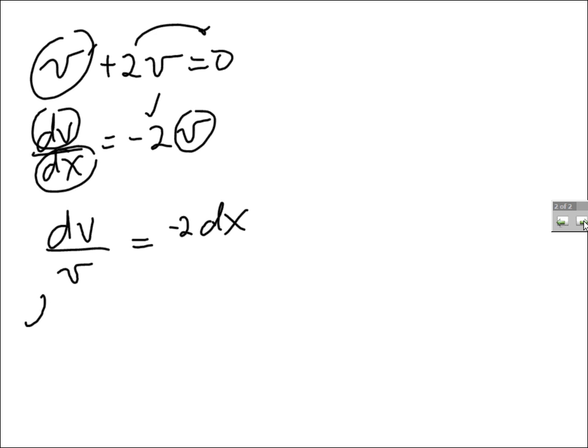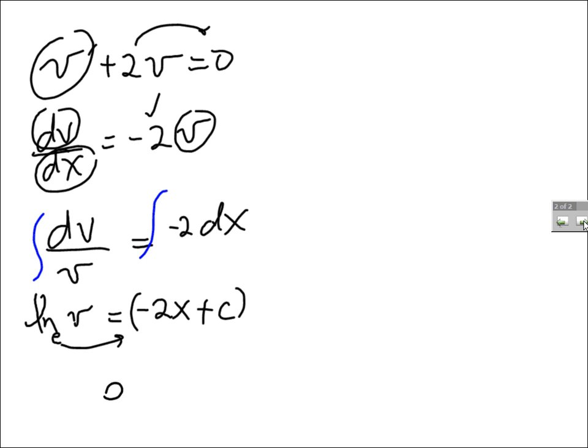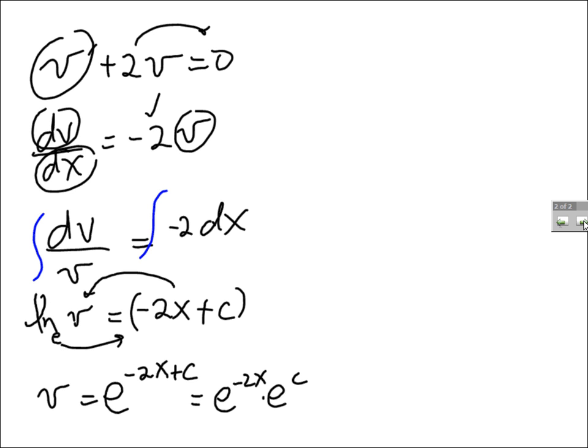Now I integrate both sides. The integral of the left side is the natural log of v. The integral of the right side is negative 2x plus c. There's a little e down here. E to that power. E to the negative 2x plus c is equal to v. But remember, this is e to the negative 2x times e to the c. The e to the c is some constant. So it's e to the negative 2x times c. But you know what? I'll put the c first. So that's what v equals.